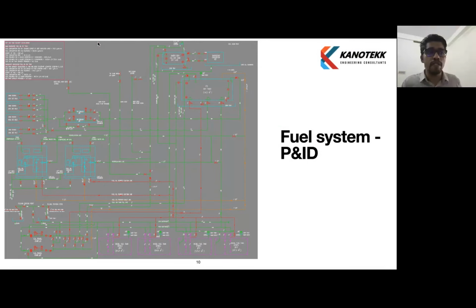Okay, now all these systems which we discussed are combined into a P&ID. So this is the layout view of the P&ID. We can see a large number of pipes because all these systems are combined into one diagram. There will be storage tanks, air tanks, equipment, purifiers, fuel coolers, transfer pumps. So the entire system is compactly put into one diagram, which is the fuel oil P&ID.